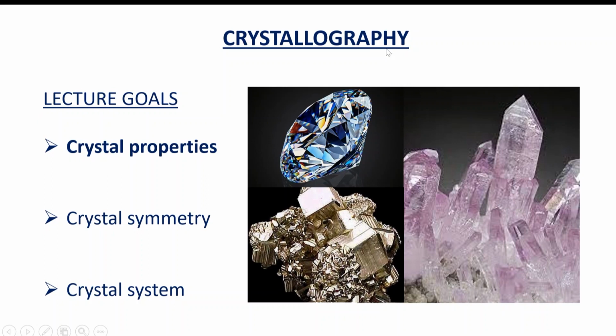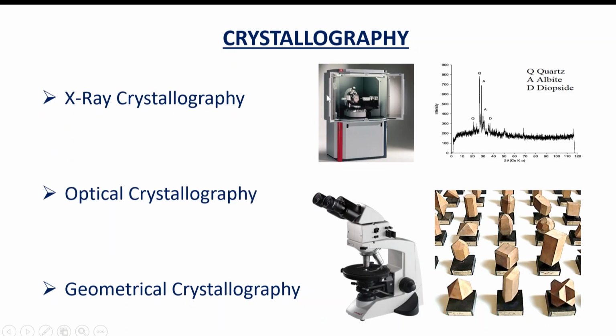So, starting again with the idea that crystallography means, like I was saying, the mapping of crystals. Here you can see a crystal of a diamond, a crystal of a particular mineral named pyrite, and a crystal of quartz, the most abundant mineral that you can find. Then there are several flavors of crystallography. The first one is obviously X-ray crystallography, followed by optical crystallography, and the third one is geometrical crystallography.